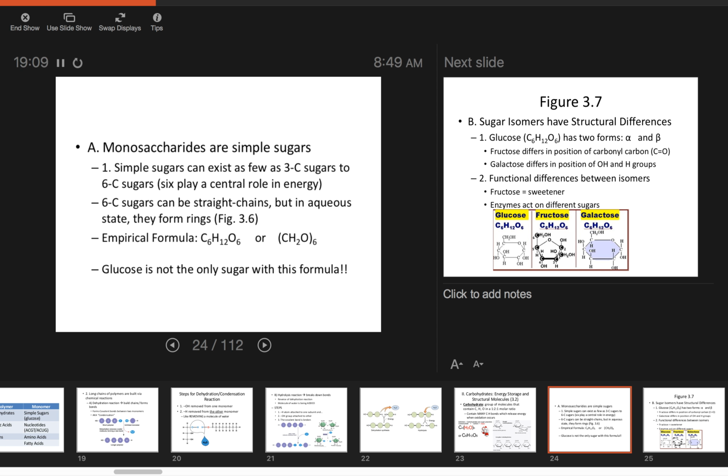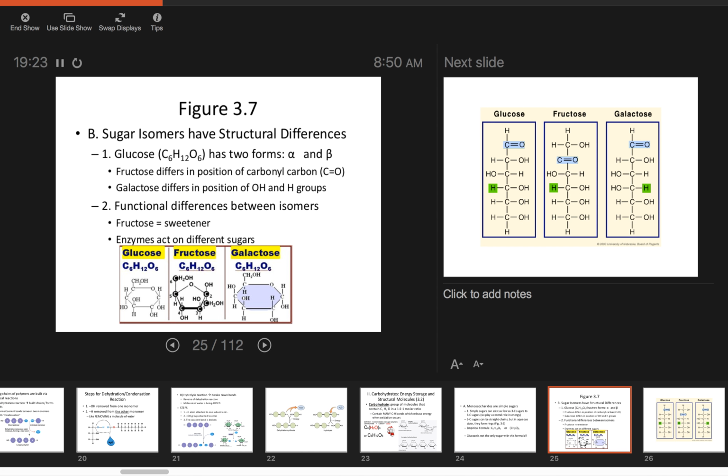But glucose is not the only sugar with this formula. I know in biology 10, we mentioned sugar and glucose kind of as the same thing, but really there are a lot of different sugars out there. So we'll take a look at some of these structural isomers, like glucose, same chemical formula here, C6H12O6. Glucose actually has 2 forms, alpha, so whenever you see this Jesus fish symbol, alpha, and beta.